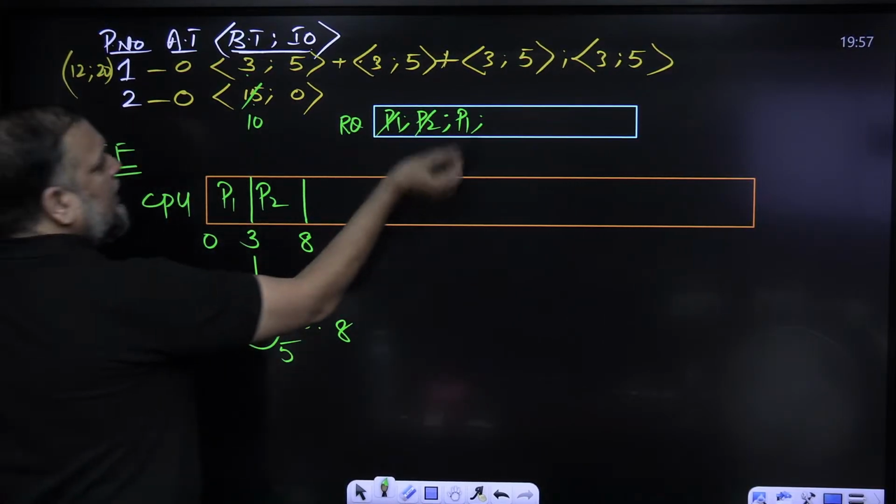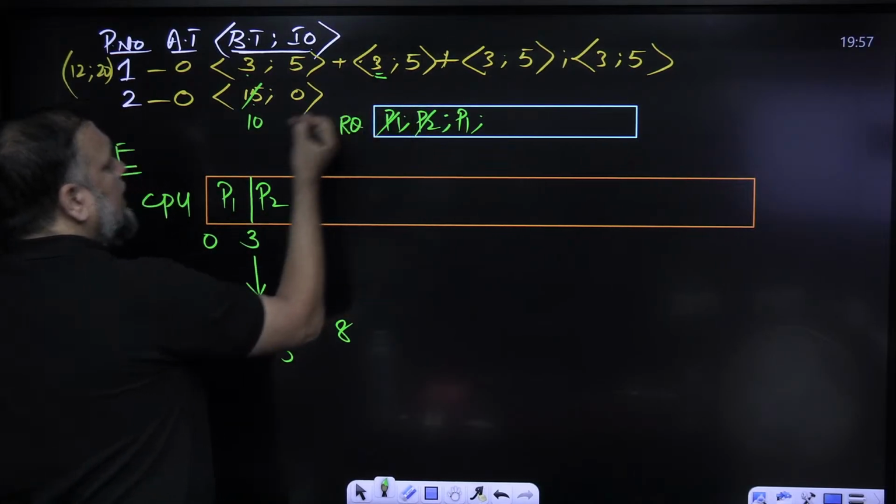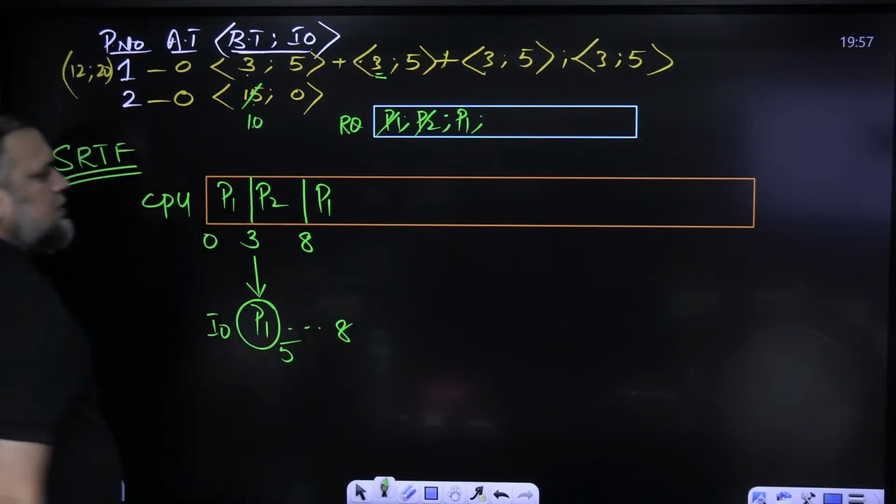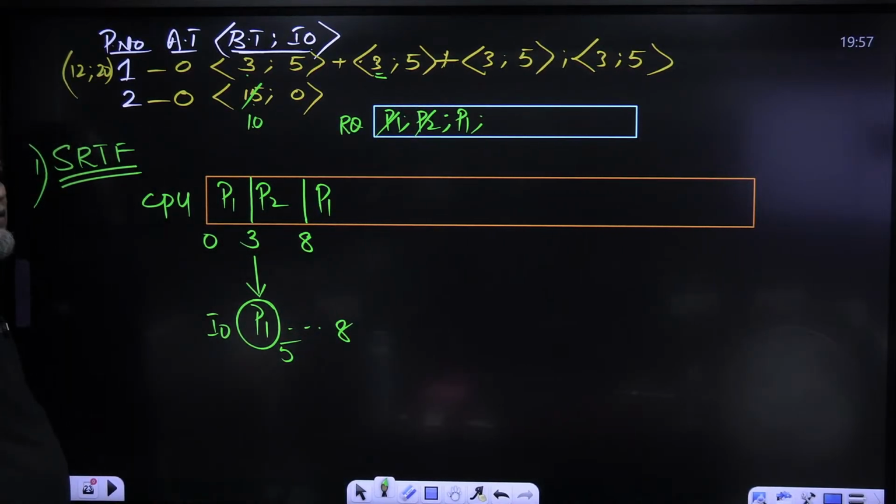And what is P1's second burst? 3 units. So 3 and 10 are compared. 3 is less. So therefore P1 will take the charge. This is the beauty of the concept of this question. I hope you are following my point.